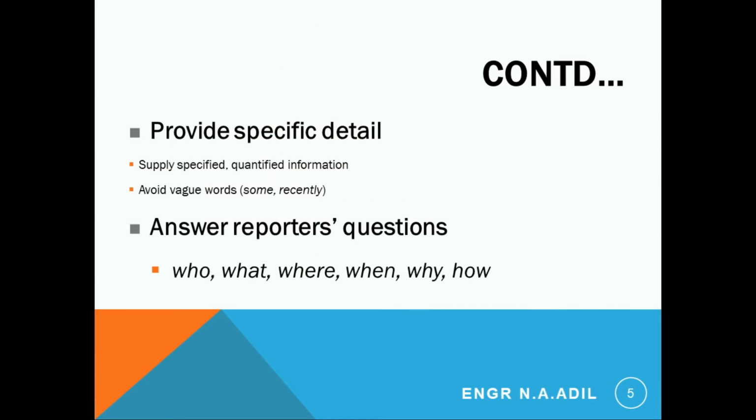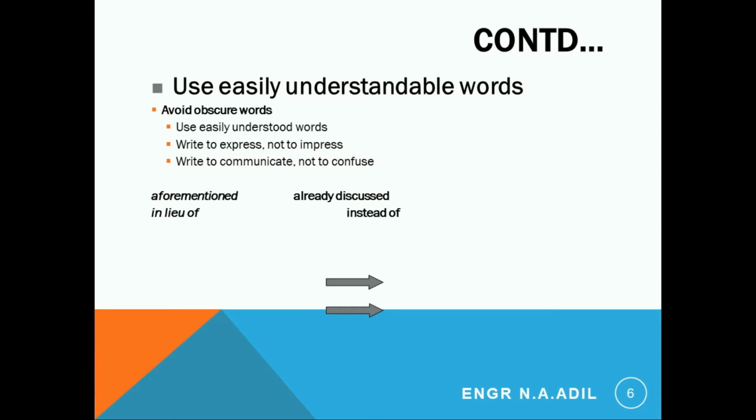Provide specific detail: supply specified, quantified information and avoid vague words. Answer reporters' questions: who, what, where, when, why, and how. Use easily understood words. Write to express, not to impress. Write to communicate, not to confuse. For example, instead of "aforementioned", you can write "already discussed", and instead of "lay above", you can write "instead of".